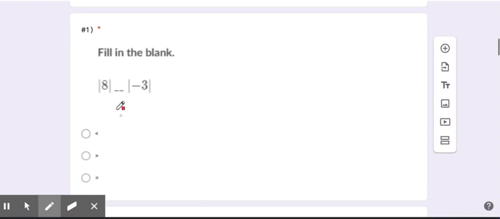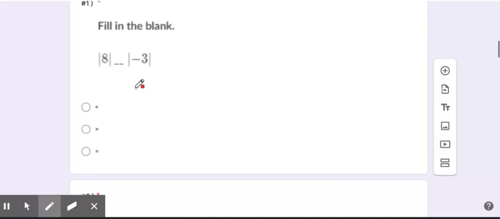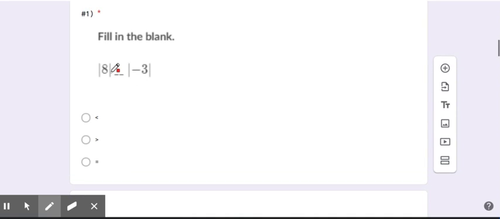Here in number 1, we're going to compare the absolute value of 8 and the absolute value of -3. How do I know its absolute value? Well, do you see the straight bars on the side of the number? That is absolute value notation. So here on the left side, I have the absolute value of 8. What's the absolute value of 8? How far is 8 away from 0? Well, it's 8 spaces, right? So absolute value of 8 is 8.